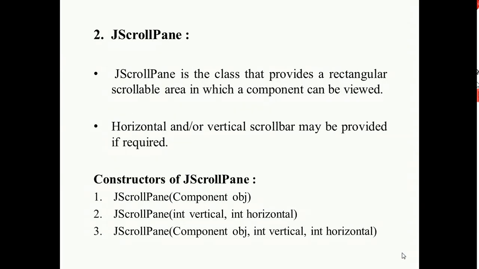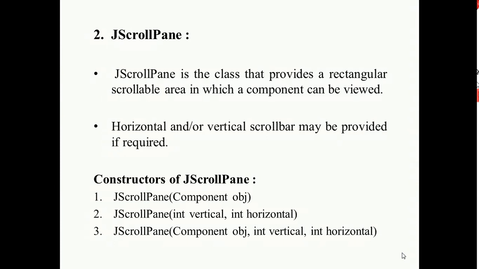Now next, see the JScrollPane. The scroll pane is a rectangular area in which some components can be placed. The components can be viewed with the help of horizontal and vertical scroll bars. Using the JScrollPane class, the component can be added in the program. The JScrollPane class extends the JComponent class. JScrollPane is a class that provides the rectangular scrollable area in which a component can be viewed.